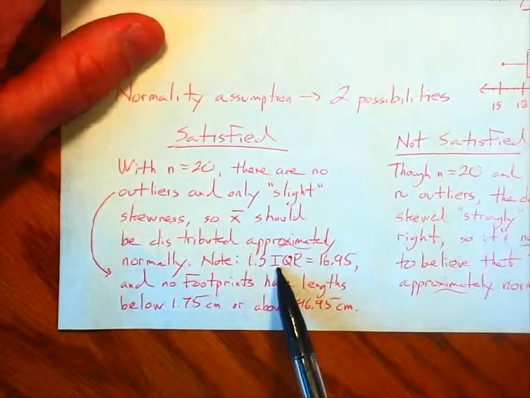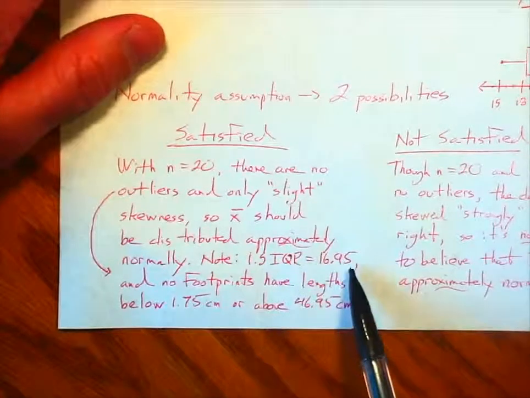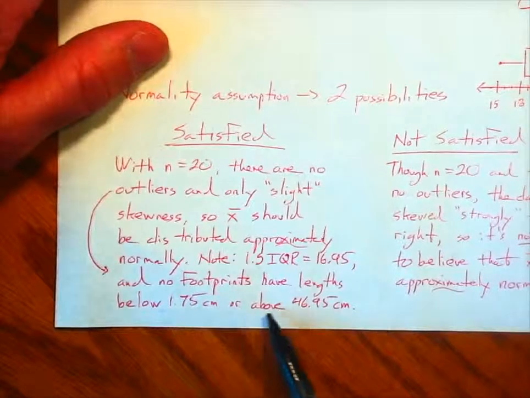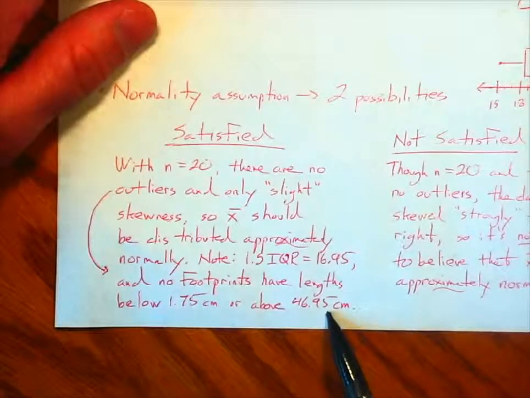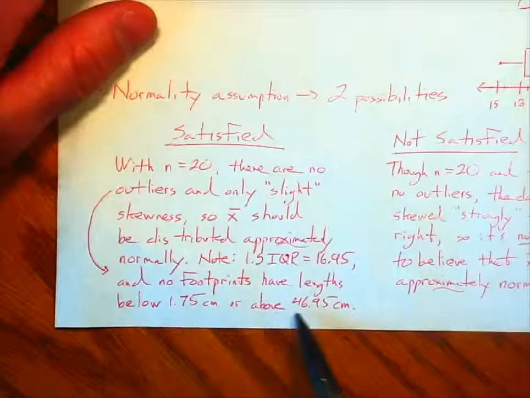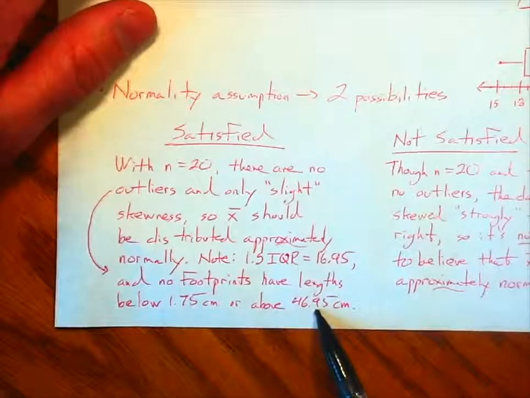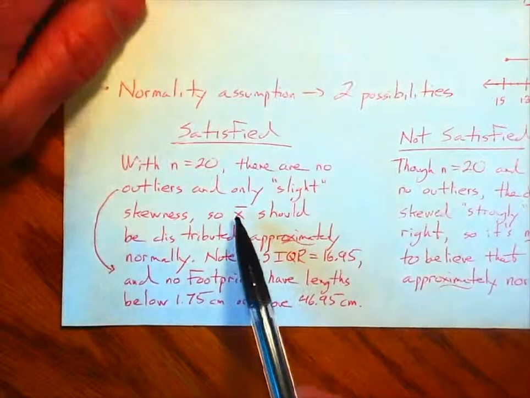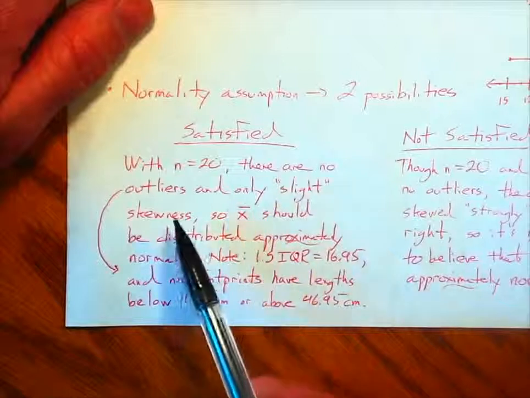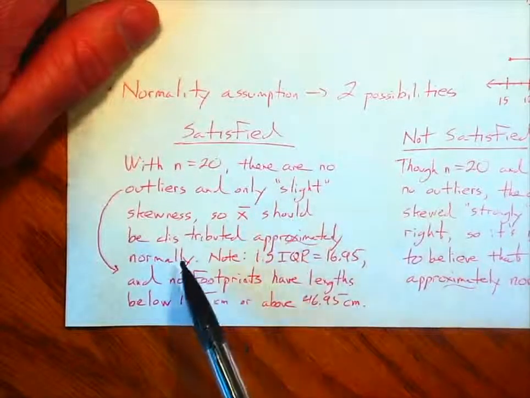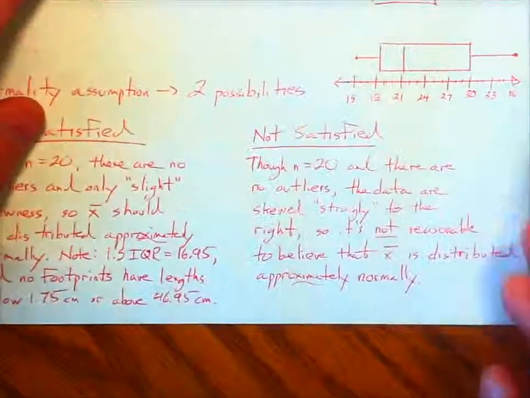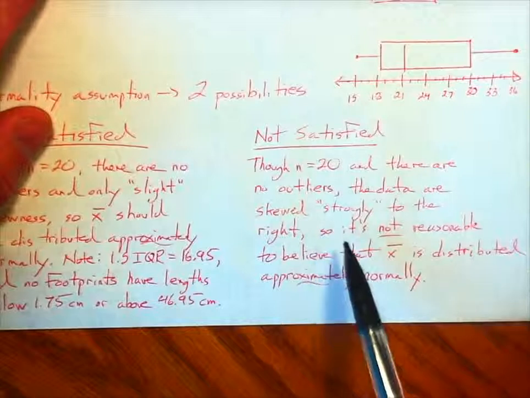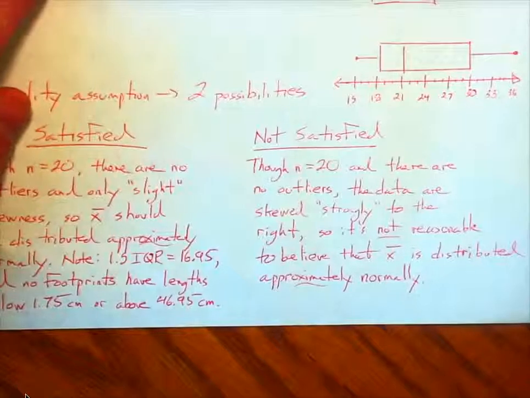I actually built the criteria for outliers. 1.5 IQRs would be 16.95. And if you subtract that from Q1, you have 1.75. If you add it to Q3, you have 46.95. So there are no observations below 1.75 or above 46.95, because I know that the minimum and the maximum don't exceed those values. So there are no outliers, and there's only maybe slight skewness, so you could say that X bar should be distributed approximately normally. Of course, if you think that skewness is severe, then you could say the condition isn't satisfied. Even though there aren't any outliers, the data looks strongly skewed, so it's not reasonable to say that X bar is distributed normally. It's a matter of opinion.